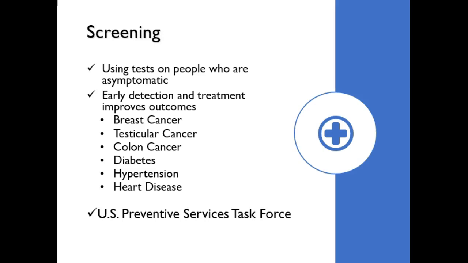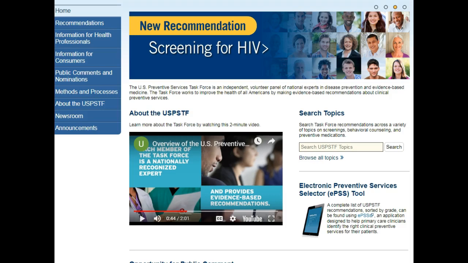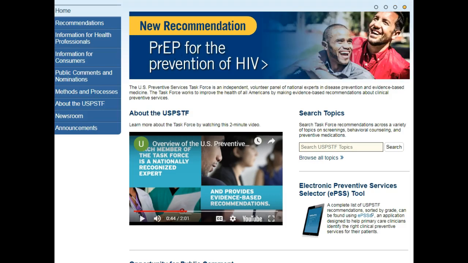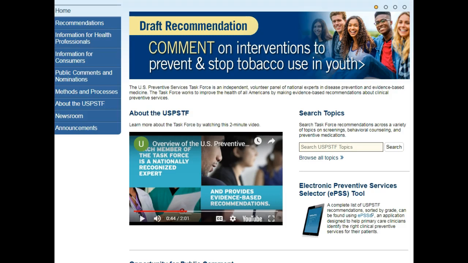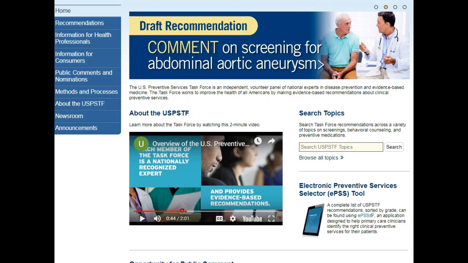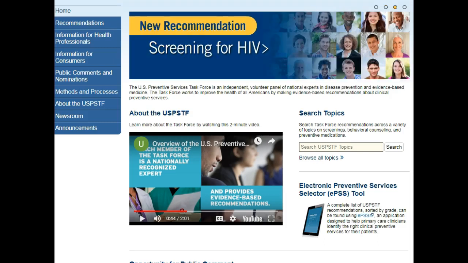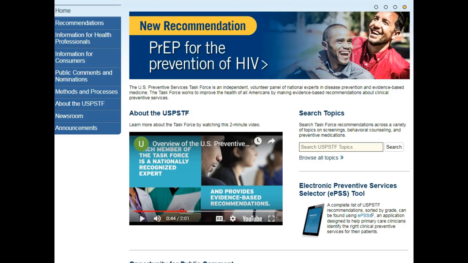An important task force that provides information is the U.S. Preventive Services Task Force. I want to take a few minutes now to look at their website. The URL for this webpage is uspreventiveservicestaskforce.org. As you can see across the top, there's a scrolling announcement for different recommendations related to screening. Besides screening recommendations, they also ask for comments from the field related to existing screening. Here, for example, is the new recommendations for PrEP prevention for HIV.